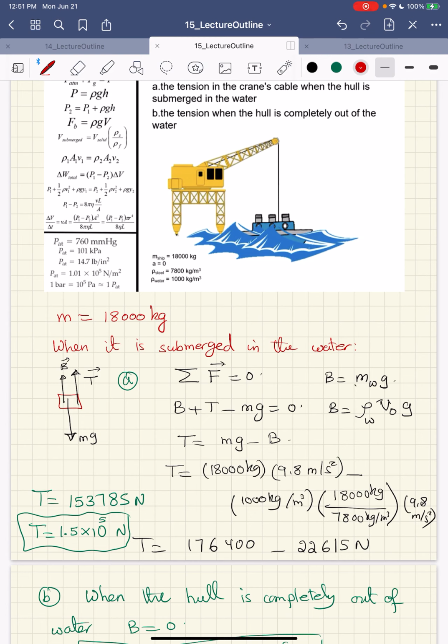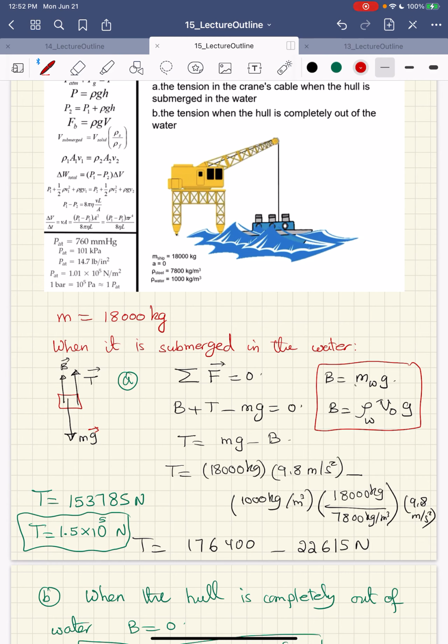Here, when it is submerged, as I said, we have buoyancy upward, mg down, and tension upward. And we know that this object is in equilibrium. Then sigma F equals 0, and I can say B, buoyancy, plus tension minus mg should equal 0. Then T equals mg minus buoyancy. And buoyancy, as I said before, is the mass of the fluid times g, which is rho of the fluid times the object's volume times g.